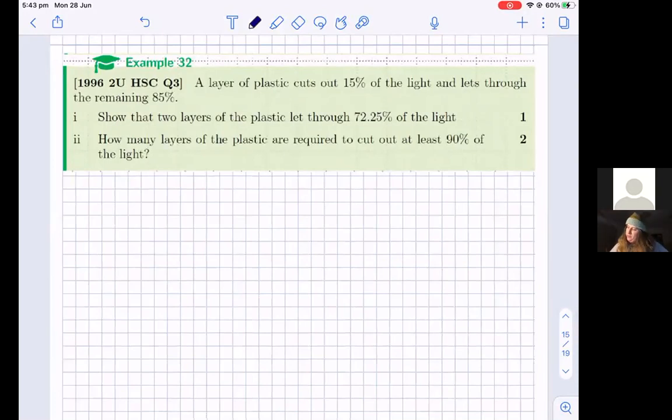Layer of plastic cuts out 15% of the light and lets through the remaining 85%. Show that 2 layers let through this much of the light. Whenever we talk about intensity of light, we should start thinking of it as, I want to dive in and treat it like an exponential, but my brain's screaming logarithmic at me, and I just want to know. So 1996, mathematics, 2-unit HSC.